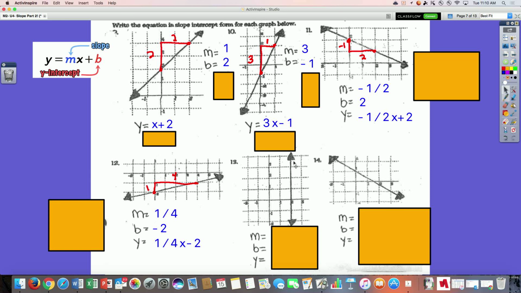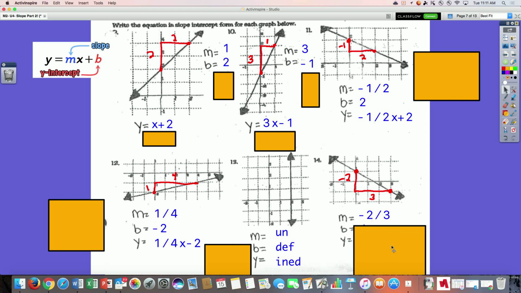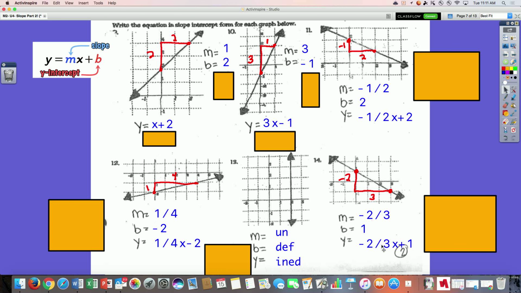This one's going to be true or tricky because it's undefined. Undefined. All right, here we go. Rise up. Run to the door. Oh, I probably should have picked those points first. So already doing it in my head. I go down -2. Nice, negative. Go over 3. So my slope is -2/3. Rise over run. It crosses the y-axis at 1. So my formula is y equals -2/3 x plus 1.